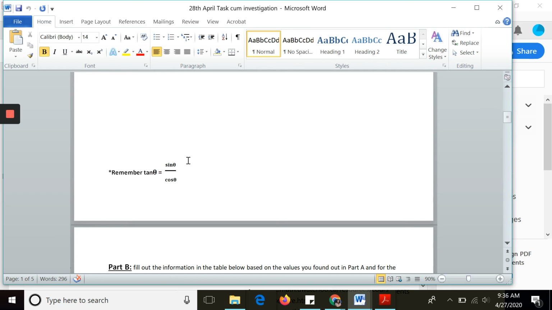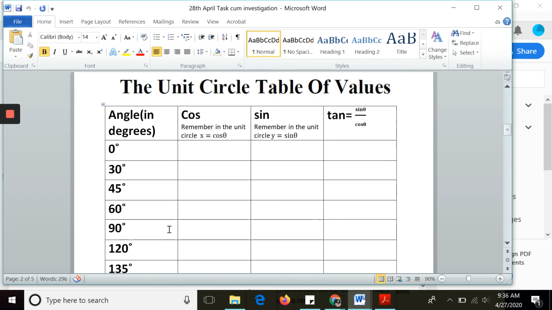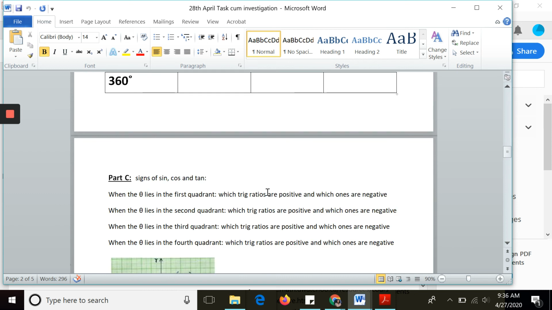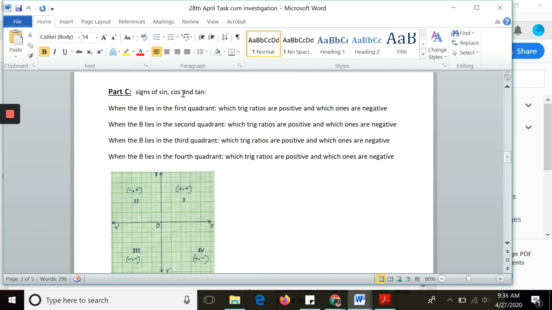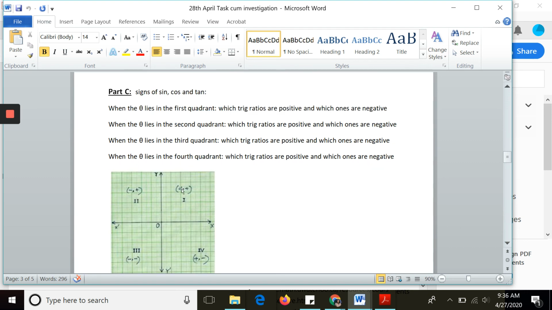Remember, tan theta is sine theta over cos theta, and you have to fill out this information using x is cos theta, y is sine theta, and tan theta is sine over cos theta. You have to fill out all the values in this table. That's part of your homework, or you can start classwork after this Loom video. Then you have to fill out the signs of sine, cos, and tan. What can we say about their signs in each quadrant?